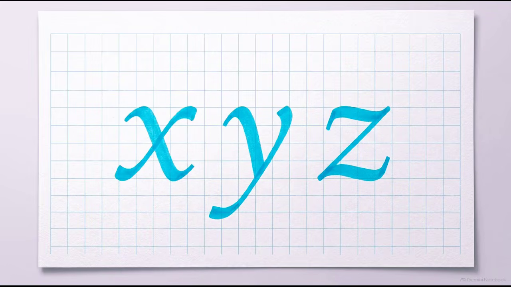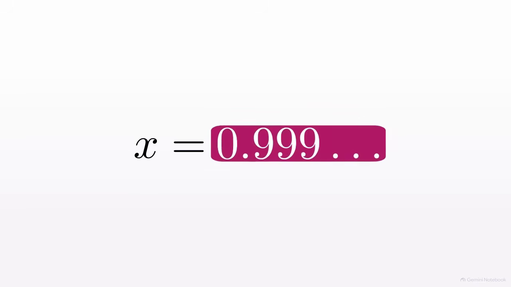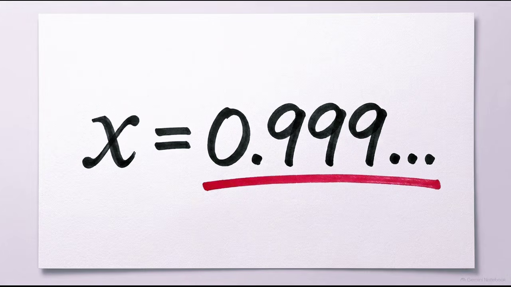We start our proof by setting a baseline. Let's assign a variable to our infinite decimal, calling it x. So x equals 0.9 repeating. By giving this infinite string a name, we treat it as a single concrete mathematical object that we can manipulate like any other number. Mathematics does not rely on visual intuition. To see how infinite decimals truly operate, we have to put this baseline equation to the test.